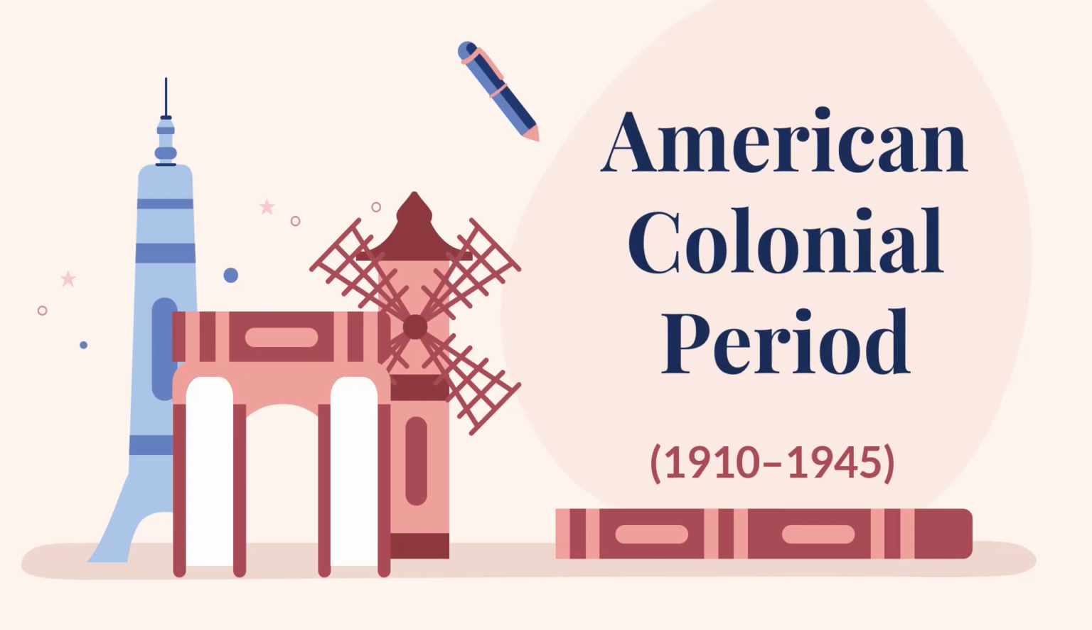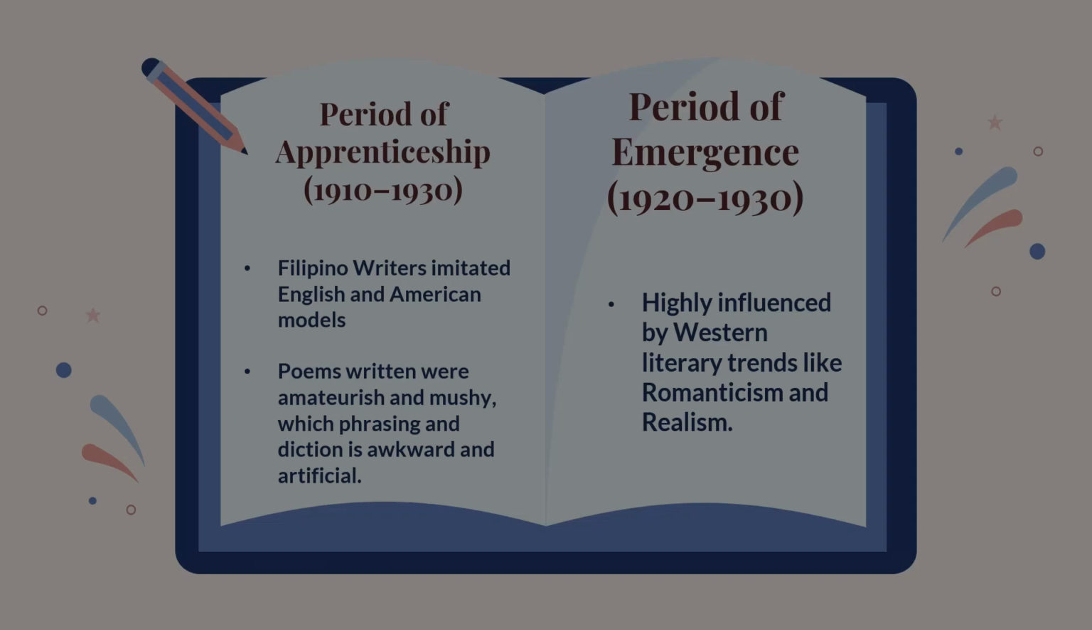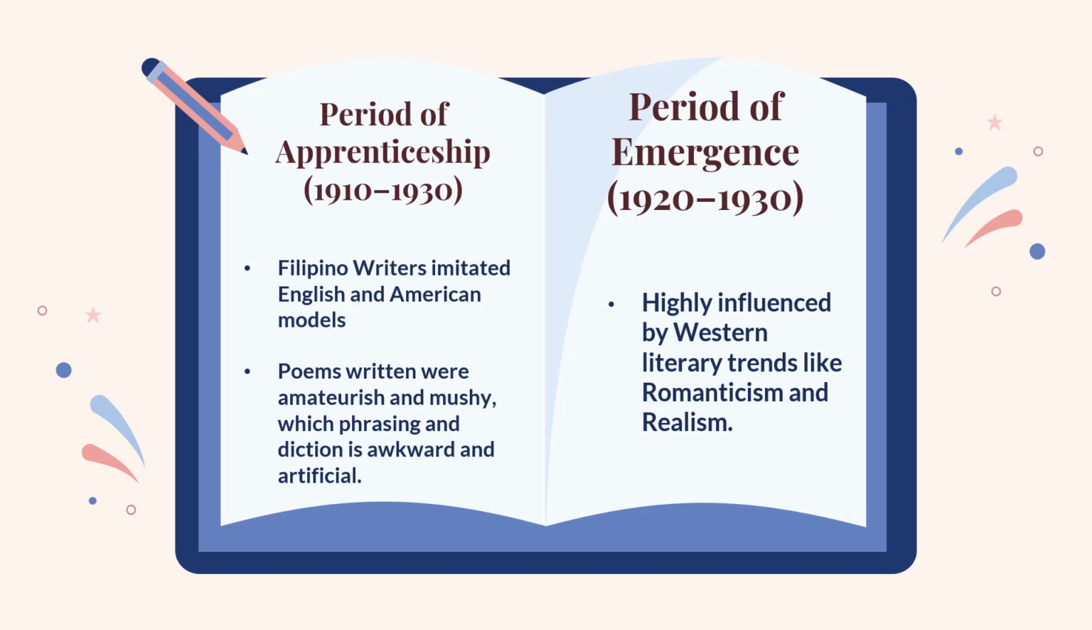The fourth one is the American colonial period from 1910 to 1945. The American colonial period is divided into two. The first one is the period of apprenticeship from 1910 to 1930, where Filipino writers imitated English and American models, and poems written were amateurish and mushy, with phrasing and diction that is awkward and artificial. The second one is the period of emergence, from 1920 to 1930, highly influenced by Western literary trends like Romanticism and Realism.